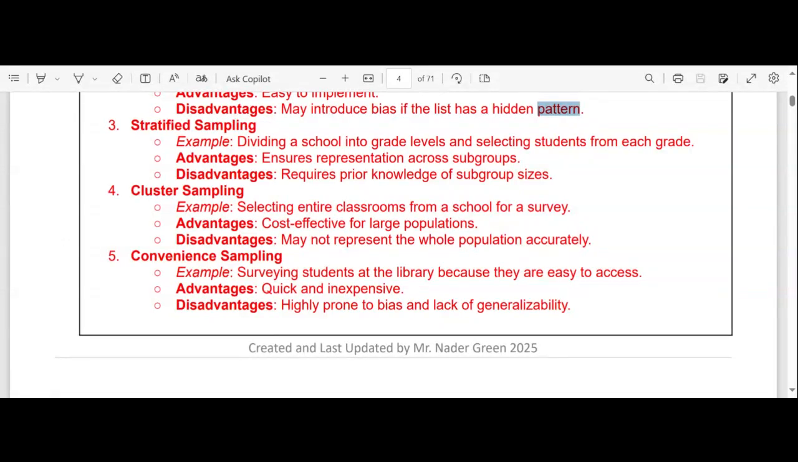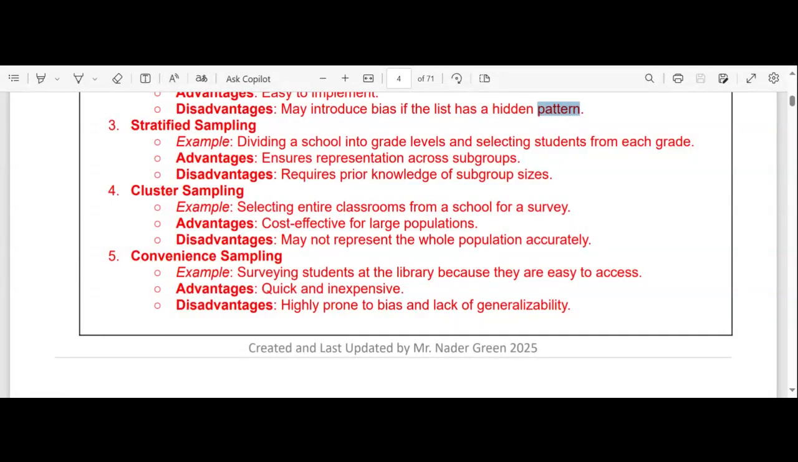Advantage: ensures representation across subgroups. So now, instead of randomly going to select, maybe all the 4 choices will be freshmen, because I came at the wrong time, or I came in the ninth and I made the choices all seniors. Okay. Disadvantage: requires superior knowledge of the subgroup size. So we need to know how big is the group that I'm going to be selecting the students from.